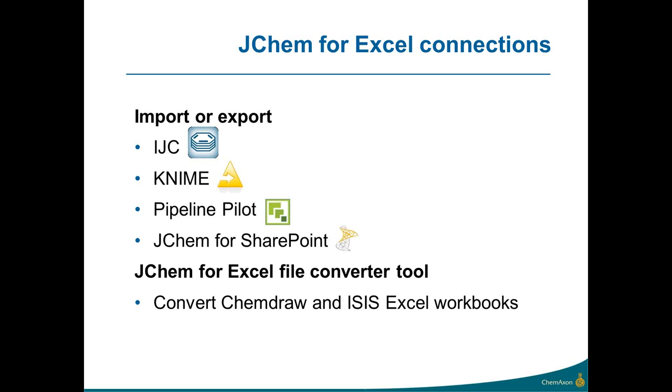There are 9 nodes to read and write JChem for Excel workbooks, as well as Pipeline Pilot is supported. And JChem for SharePoint also can import and export JChem for Excel workbooks. And JChem for SharePoint Search can find chemical structures in JChem for Excel workbooks.